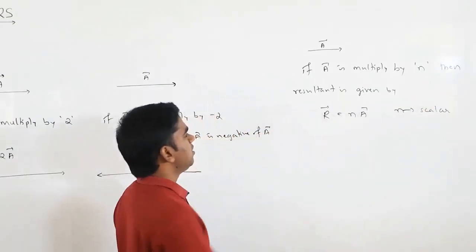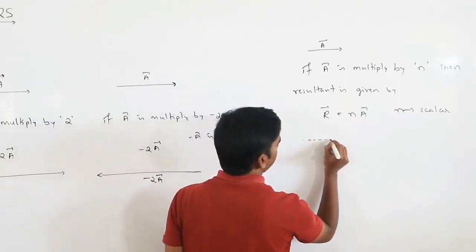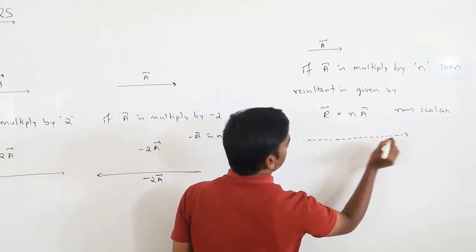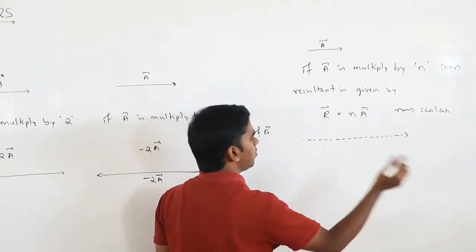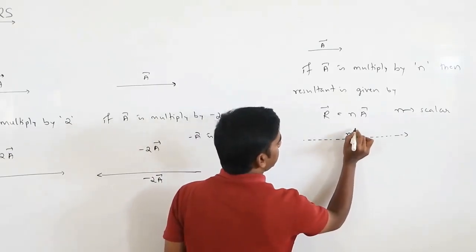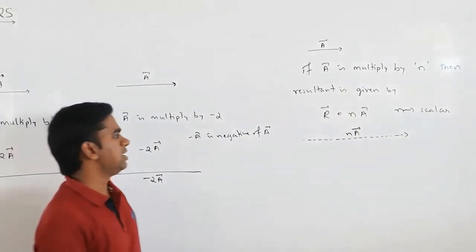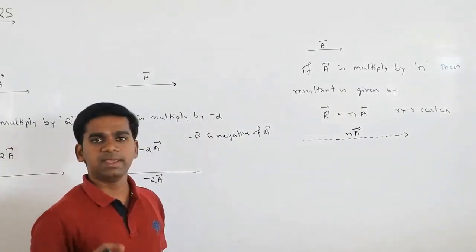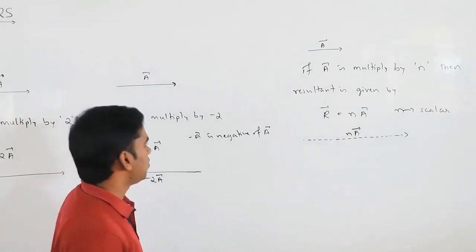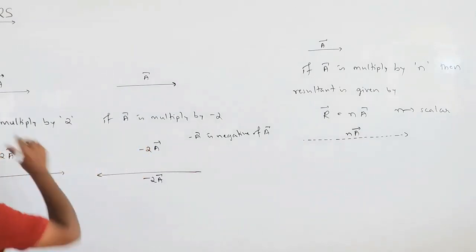So if it is n times, the resultant will be, we don't know what n is, it may be 1 or 2 or 3, whatever, n into vector a. So this is what we call multiplication of a vector by a scalar.